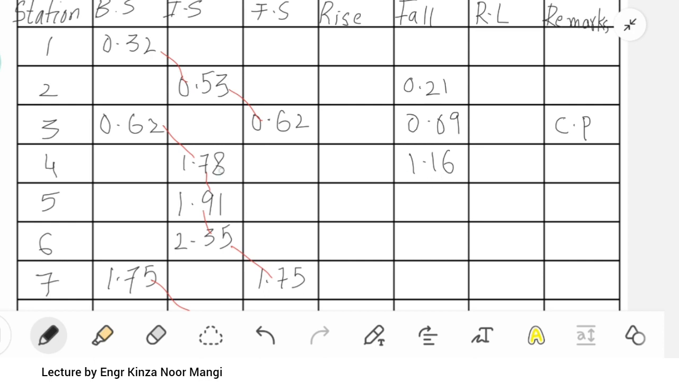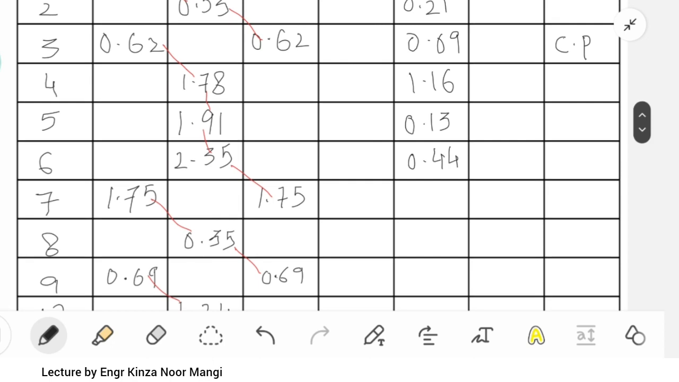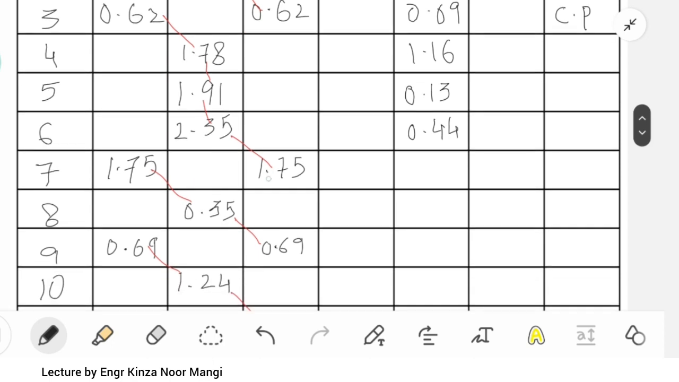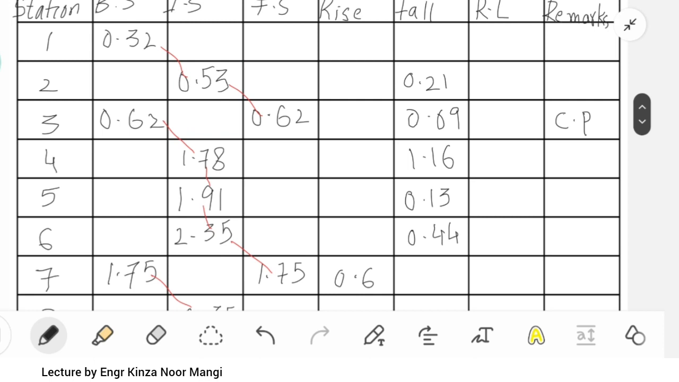Okay, 1.16, then 1.78 minus 1.91 will give us the value minus 0.13 in fall. Okay, 1.91 subtracted with this 2.35, we will get minus 0.44. Okay, again the fall. 2.35 minus 1.75 will give us the positive value of 0.65, that's why we will input it into the rise column. Let me show you the rise column.